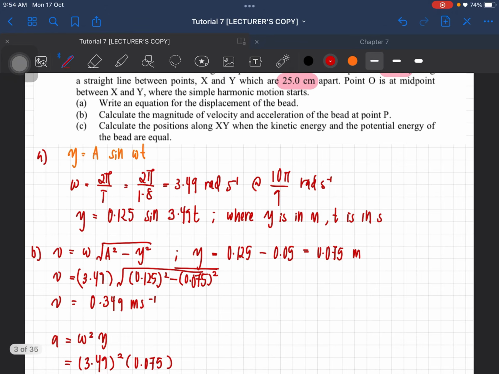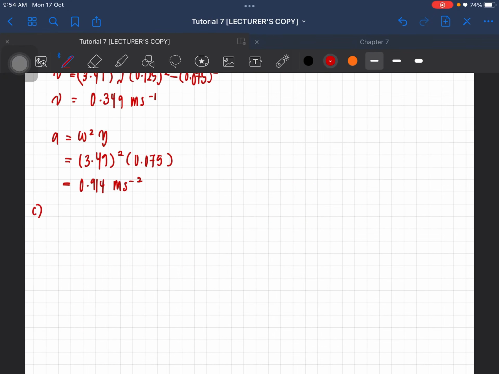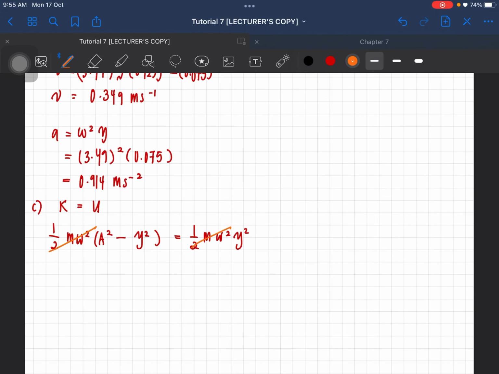For question C, we have to calculate the positions along XY when the kinetic energy and potential energy are equal. For a question like this, you just have to declare that kinetic energy is equal to potential energy, and then apply the formula. Kinetic energy is half m omega square, A square minus y square, equal to half m omega square y square for potential energy. From here we can cancel a few things, so we are left with A square minus y square equal to y square.